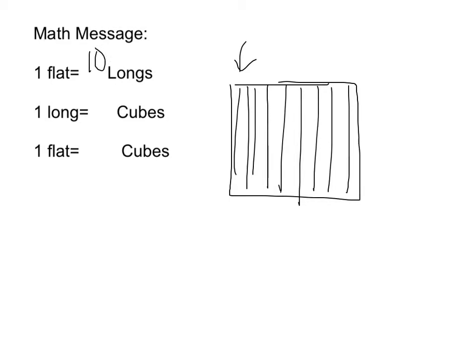1 long is how many cubes then? 10. So if there's 10 longs in here, and each long is worth 10, how many cubes are there total? 100. We will be using this to help us understand some different fraction and decimal concepts today.